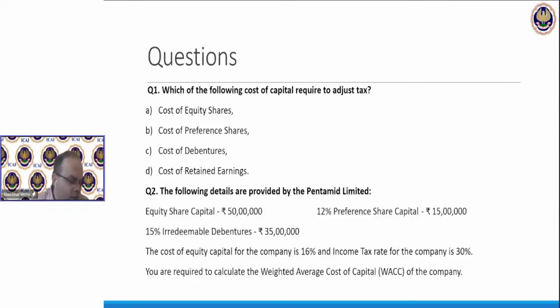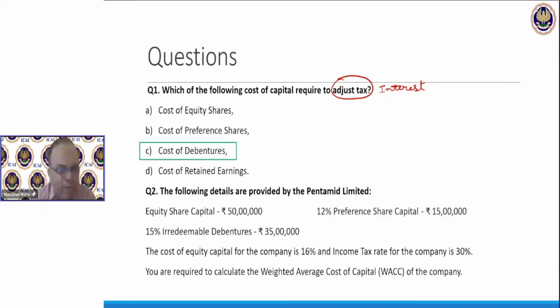Okay, everyone is giving me question number 1 as option number C. They're saying that which of the following cost of capital requires to adjust tax, and you guys are absolutely correct. It's the interest element that is tax deductible, and hence that is our debentures. Dividends, where there is no tax benefit. So question number 1 is C.